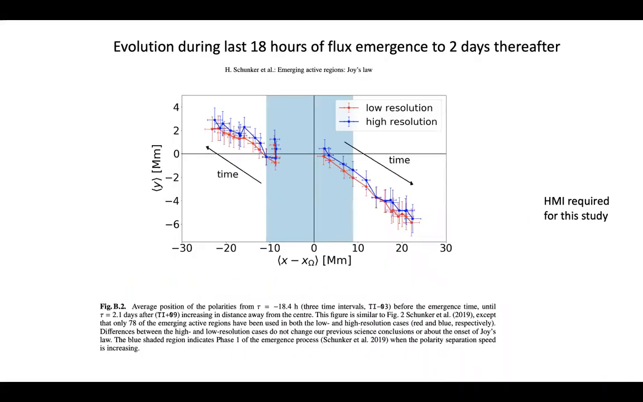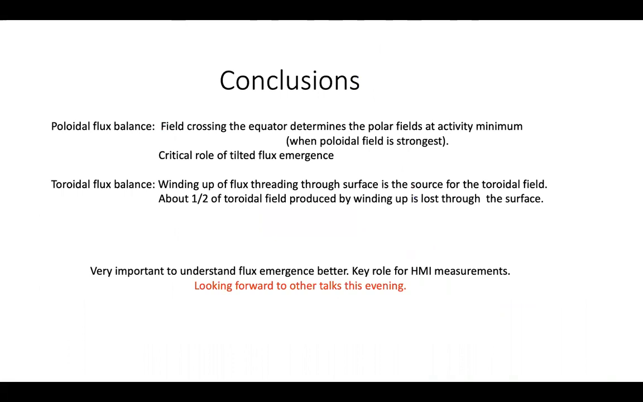And this, I think, is where HMI is going to, or is proving its value, in understanding the flux emergence processes much better. So this is a result from Hannah Schunker, where she finds that they emerge east-west, and afterwards they move more or less in straight lines towards some locations. And this was looking at a number of active regions.